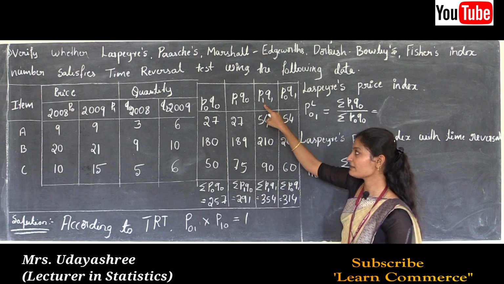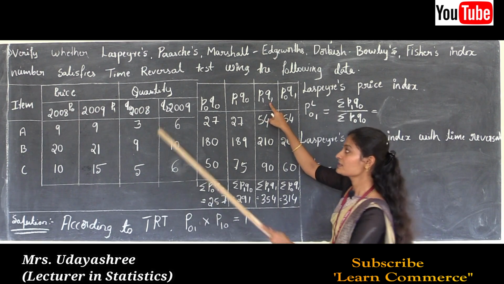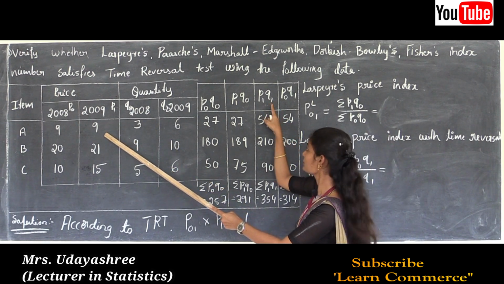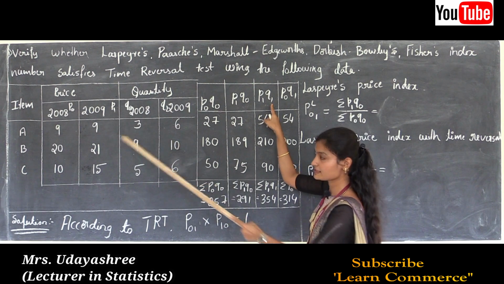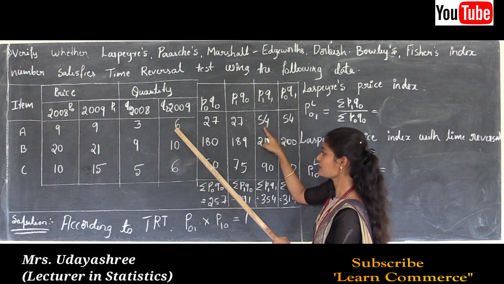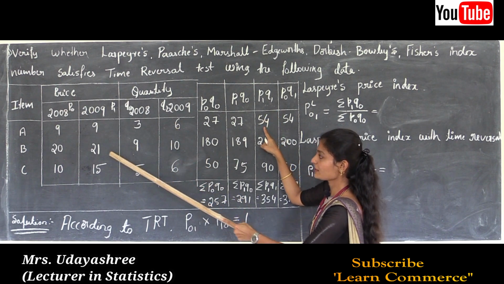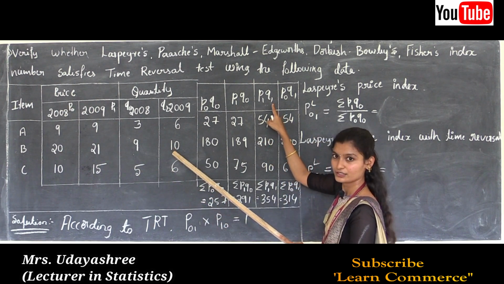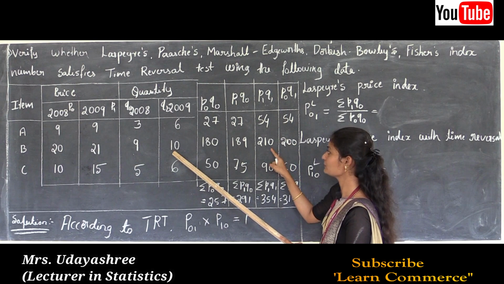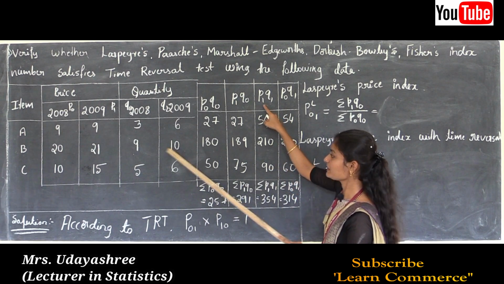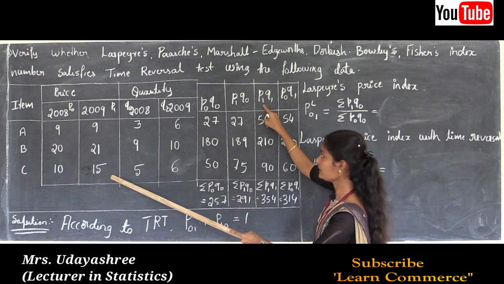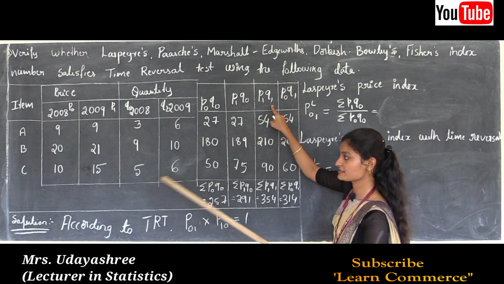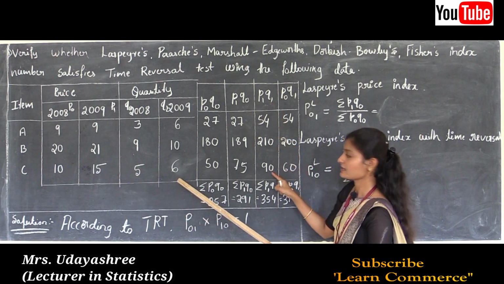Next P1 into Q1. Here P1 is 9, Q1 is 6, 9 into 6 is 54. Next P1 is 21, then Q1 is 10, 21 into 10 is 210. Next P1 is 15, Q1 is 6, 15 into 6 is 90.